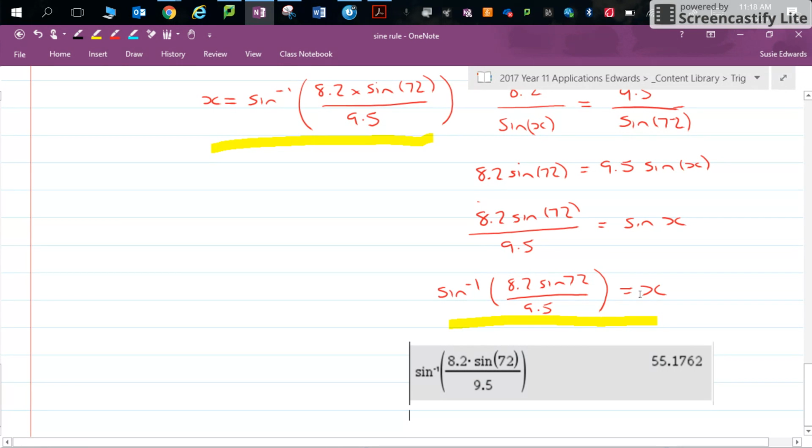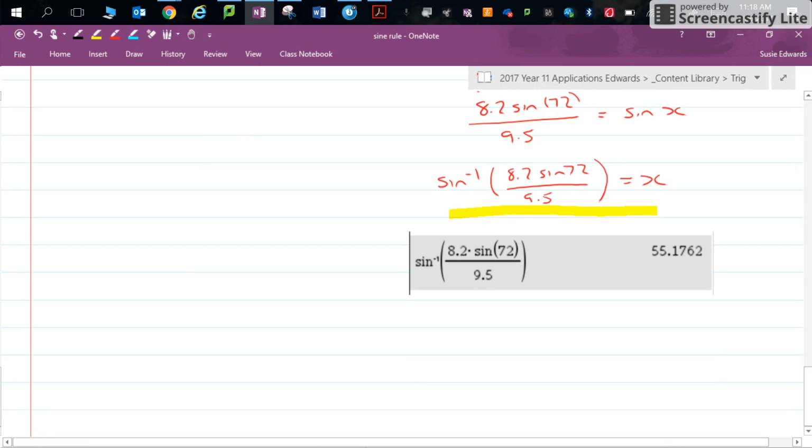So then you should be able to go x equals 55.2 degrees to the nearest one decimal place.